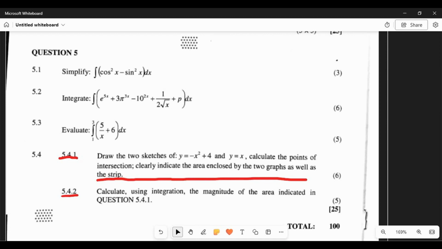And solve the problem. All right, guys, let's look at 5.4.1. Now this question goes like this: draw the two sketches of y equals negative x squared plus 4 and y equals x. Calculate the point of intersection. Let me highlight this. And then they say clearly indicate the area enclosed by the two graphs as well as the strip. So they want you to do a lot of things here, guys, but the first thing that you must do is to sketch the graphs that are given to us here.